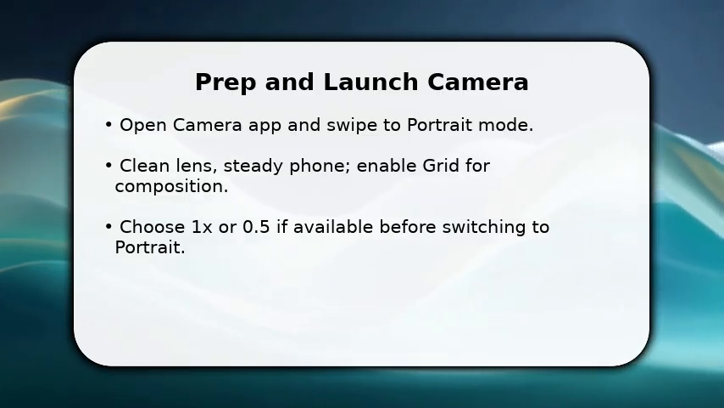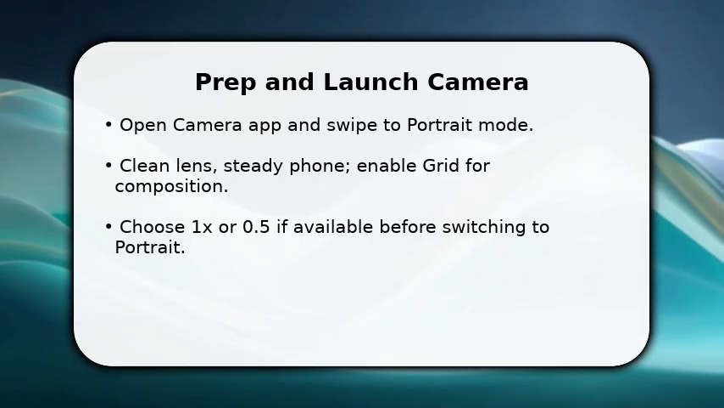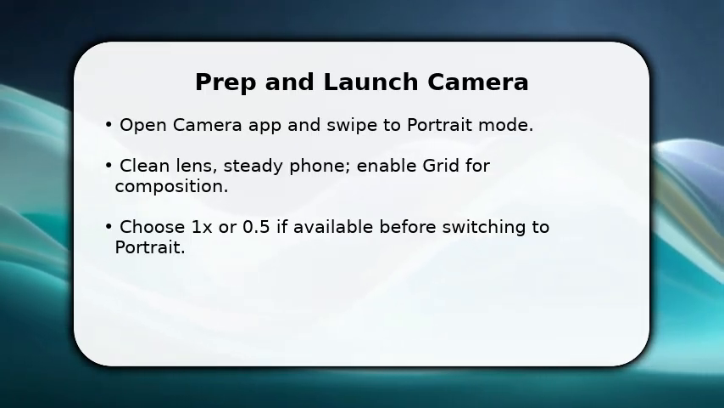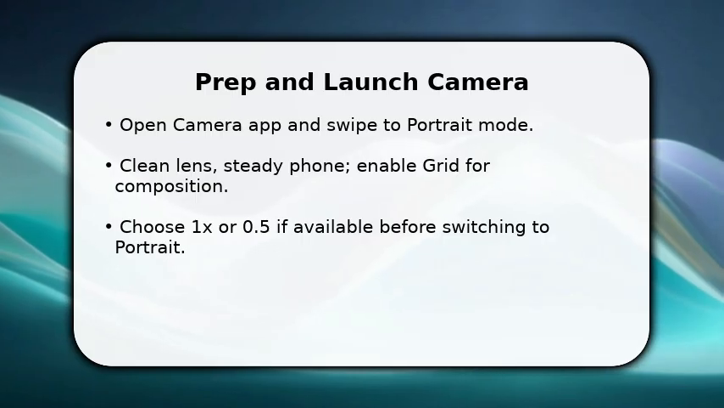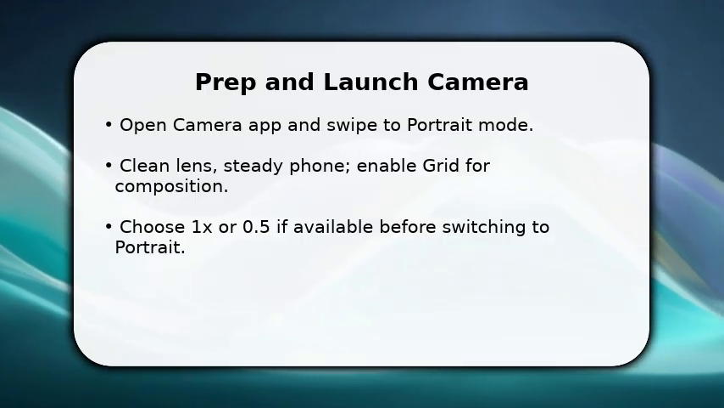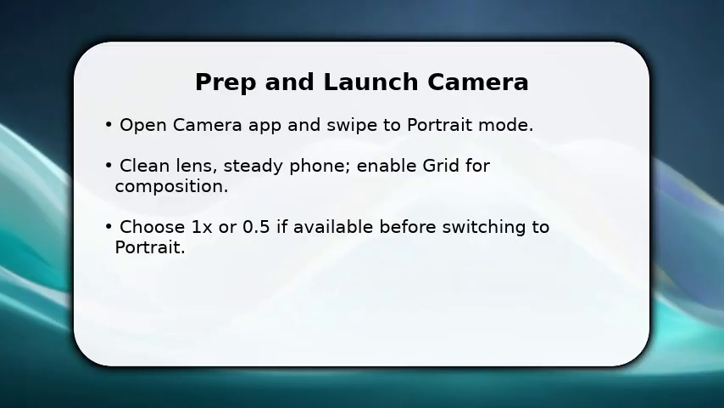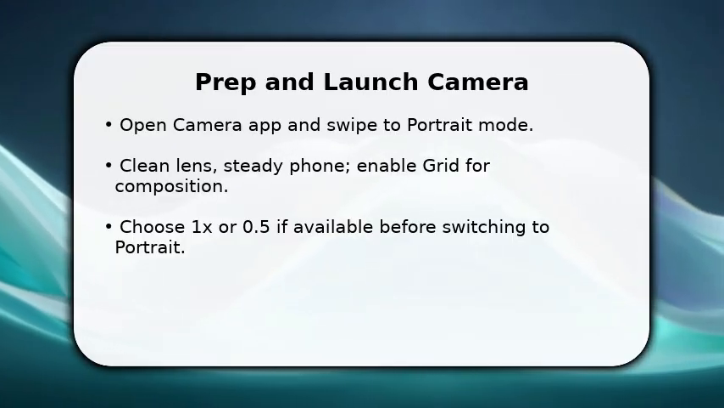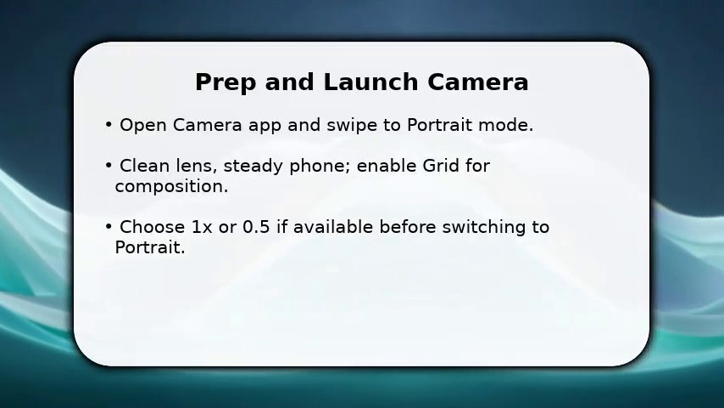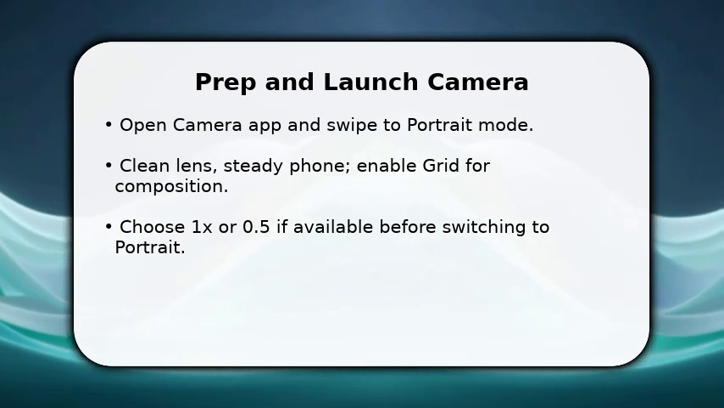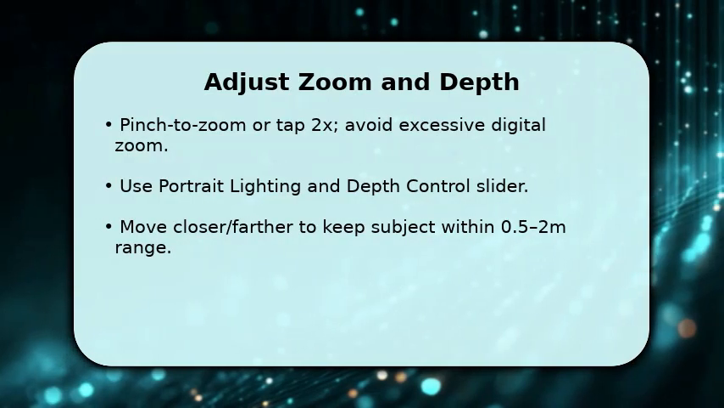Next, tap the 1x or 0.5 control if present. This sets your base framing and prevents accidental digital zoom before portrait activates. Once done, position the subject within the suggested distance range so portrait can initialize reliably, and you get the correct depth map.